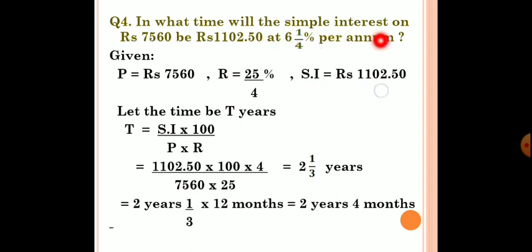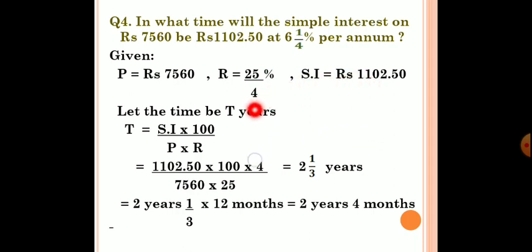Now the last question of this part, question number 4. In what time will the simple interest on rupees 7560 be rupees 1102.50 at 6 1 by 4% per annum? In this question, we have the principal given as 7560 and the simple interest given as 1102.50. First we write the given: principal is rupees 7560, rate of interest is 6 1 by 4, which as an improper fraction is 25 by 4%, and simple interest is rupees 1102.50.